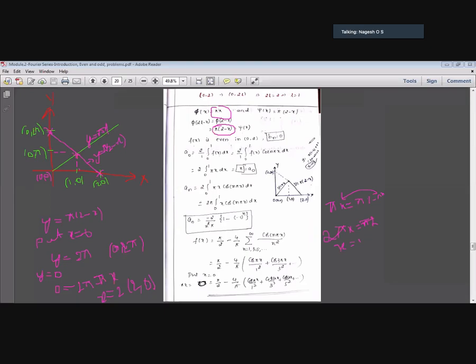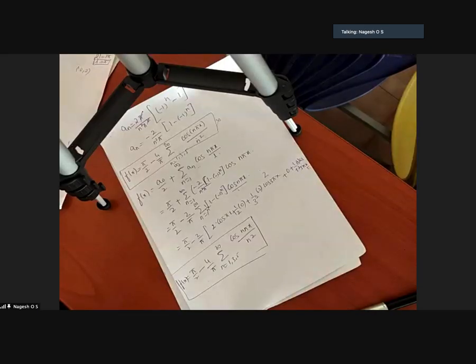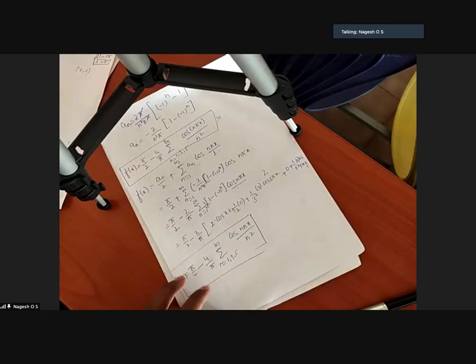Check whether the screen is visible. Otherwise, the screen is visible now.